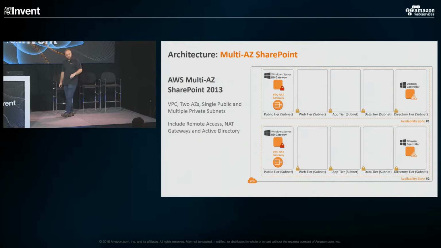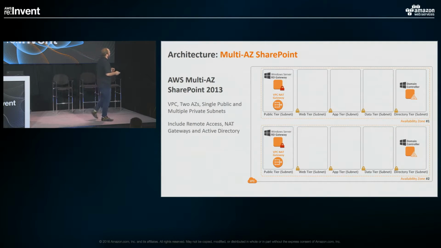So first I'm going to go over the 2013 multi-AZ. This is what it looks like. If you search for AWS Quick Start right now, you're going to get a whole bunch of architectures that we've developed, and I'll take you through how to deploy those. This is the type of architecture they deploy, and it's a normal architecture for customers that want to extend or migrate SharePoint workloads into AWS.